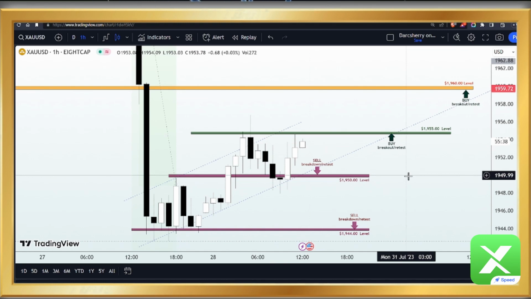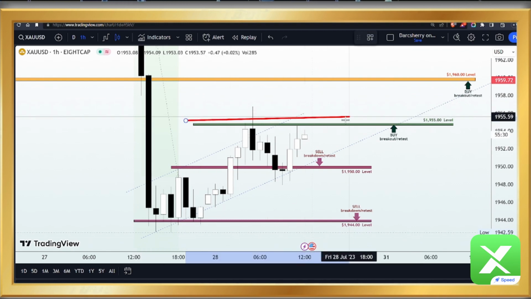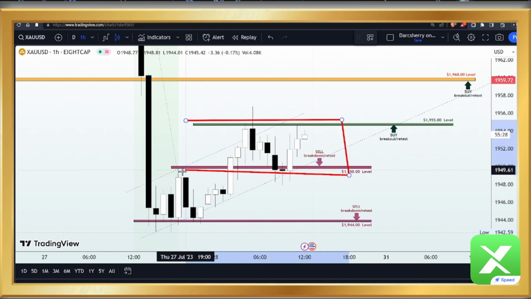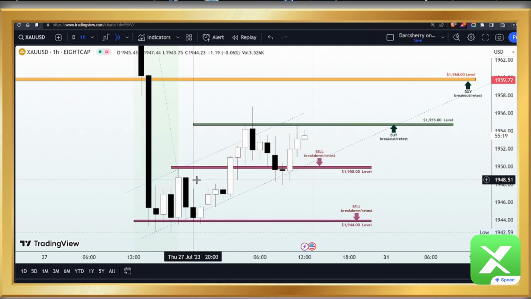Very simple setup we have on the 1 hour time frame. Our center of focus is basically between that 1,955 area and of course the 1,950, where depending on how price action reacts to the structure will be determining how we are going to be managing our positions on this asset.